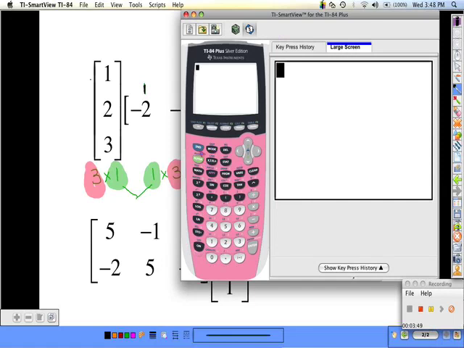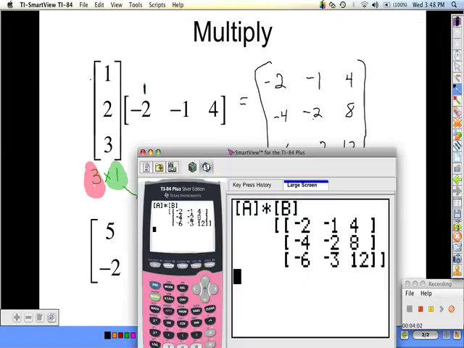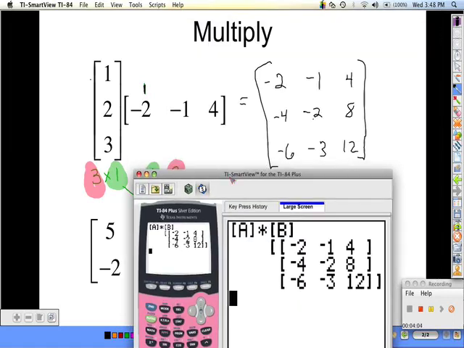Now we're just going to type in A times B. So we go to our matrix menu, under names we select A, hit times, go back to our matrix menu, select B. And there is the matrix that we just came up with, doing it by hand.